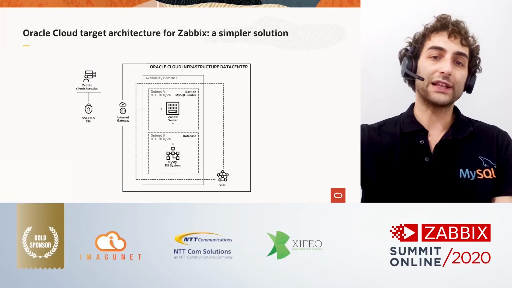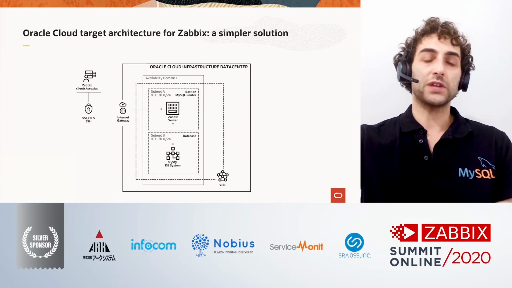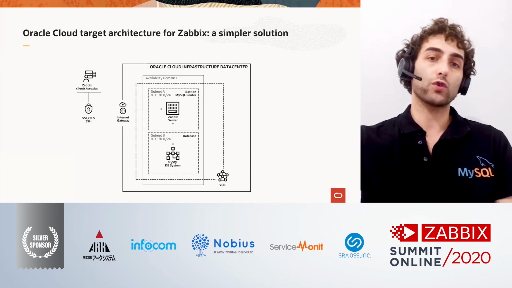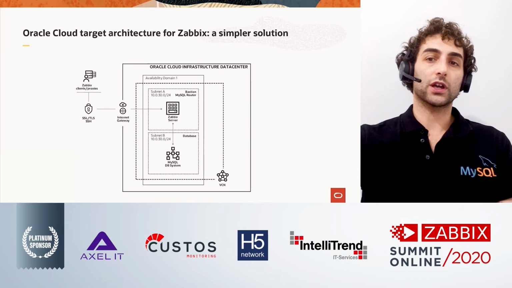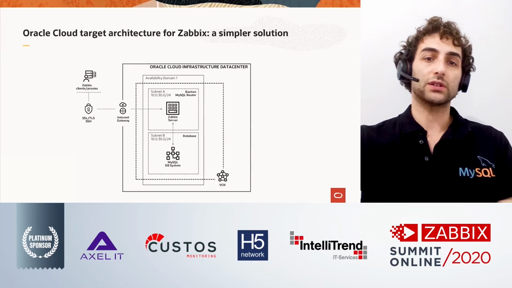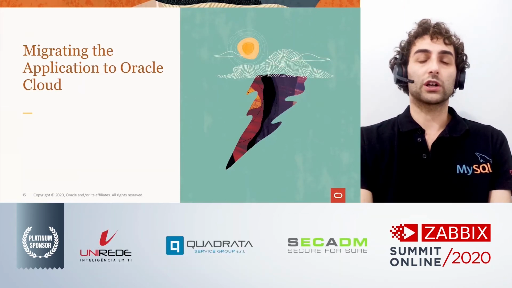You need way less elements. Basically, you need just a server, a database, and a VCN. For those of you who will come later today to the workshop, this is the kind of setup which we will adopt. So what about migrating the application to Oracle Cloud?